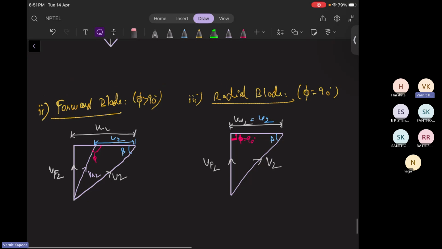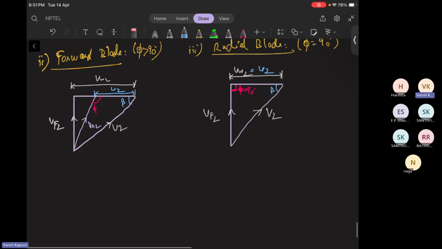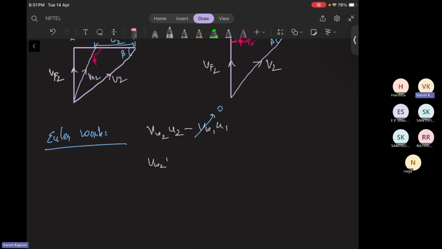So what was your Euler work expression? That was VW2 U2 minus VW1 U1, which we have derived in the previous tutorial, and we have said that the whirl component at inlet is 0. It is nothing but equal to VW2 times U2. This is your work input, and power input will be mass flow rate times this work input, that is in watts. Okay. Any doubts still here to anyone?